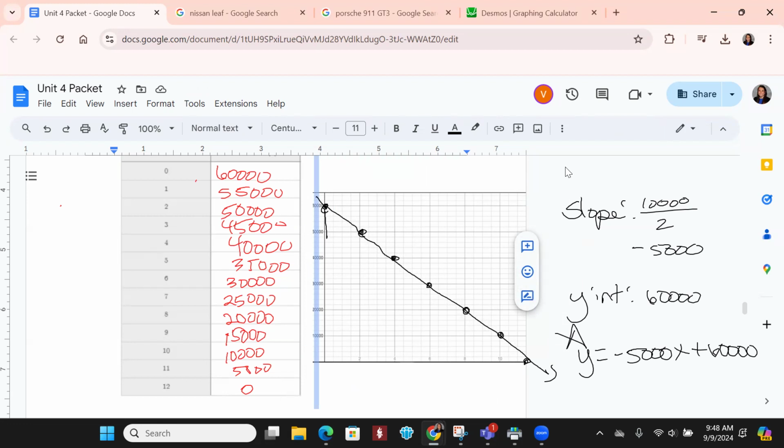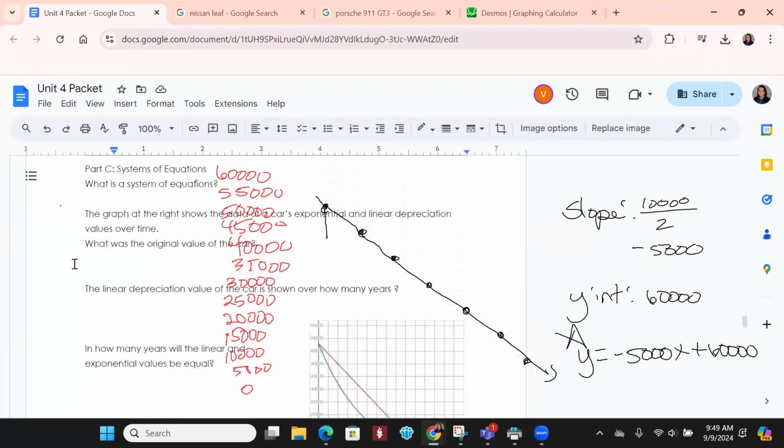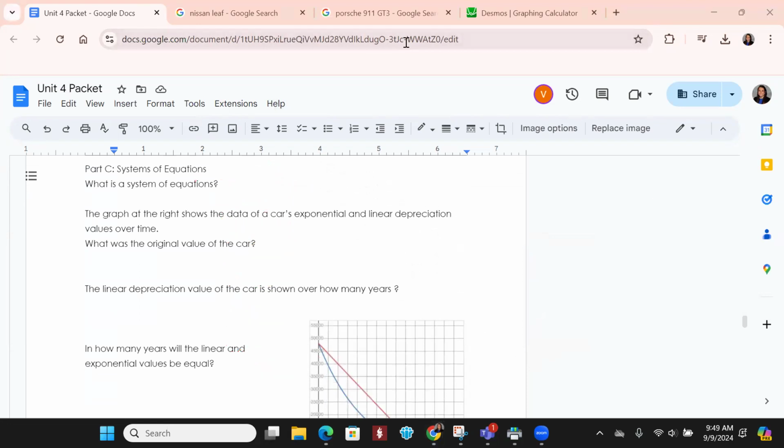Questions on that? Fairly simple. It's almost like a repeat of unit 2. All right, let's take a look at the next page. Systems of equations. Here's the new part. What is a system of equations? Anybody know?